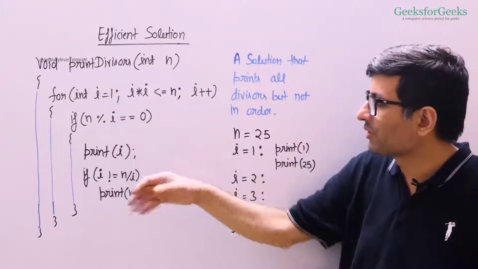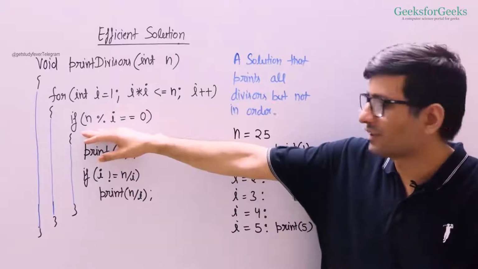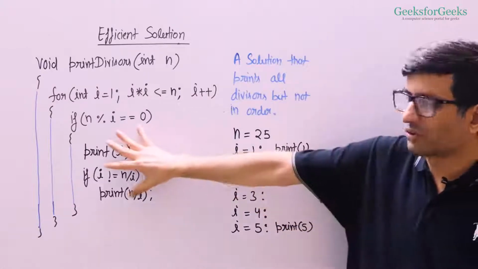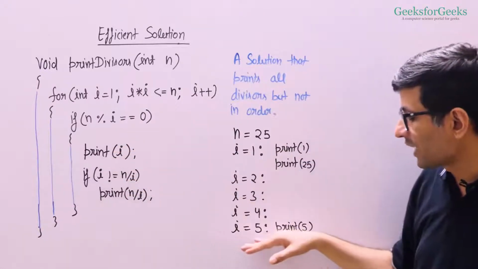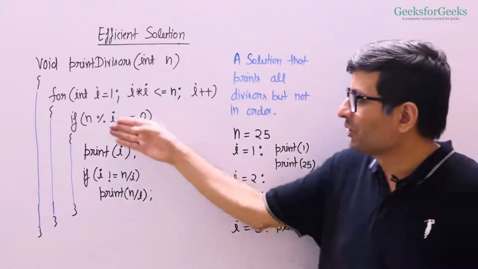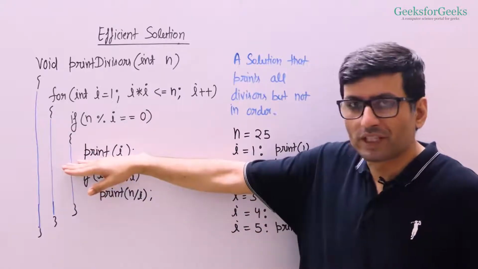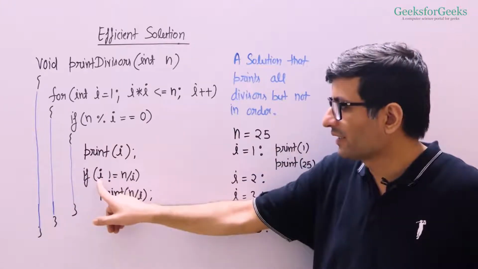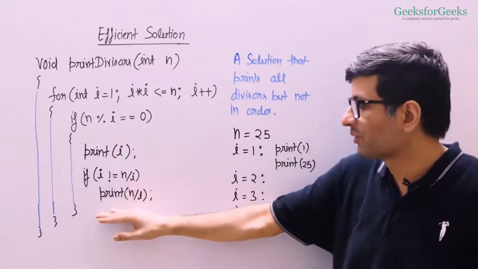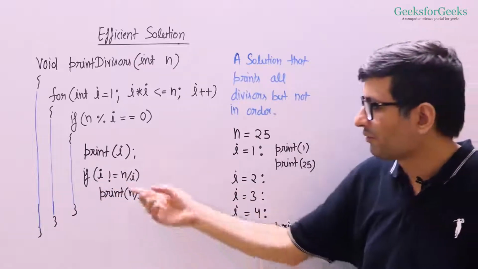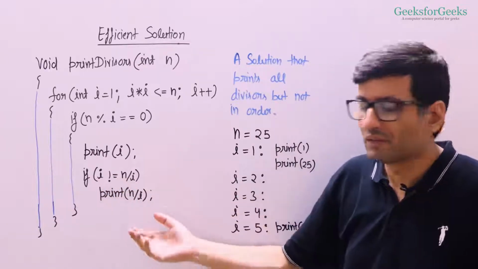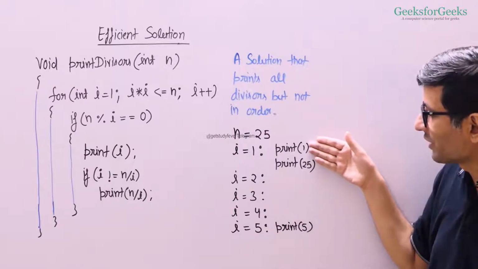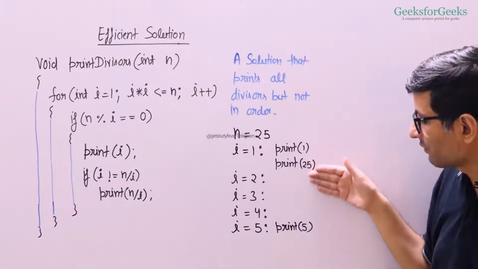When you run for I equal to 2, n is not divisible by I. So you will not go inside this if condition. Same is the case with 3 and 4. You will not go inside the if condition. When you come for I equal to 5, you are going to go inside this condition. You are going to print 5 and you are not going to print this n by I because I is equal to n by I, and we are going to print only when it's not equal. 5 is equal to 25 by 5. So we'll print only 5. That way we get all the divisors of 25. The divisors are 1, 25 and 5.